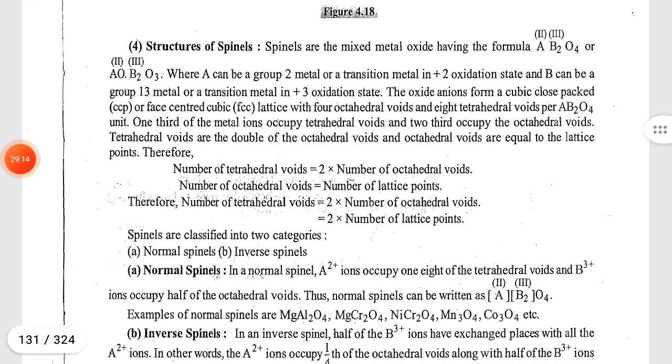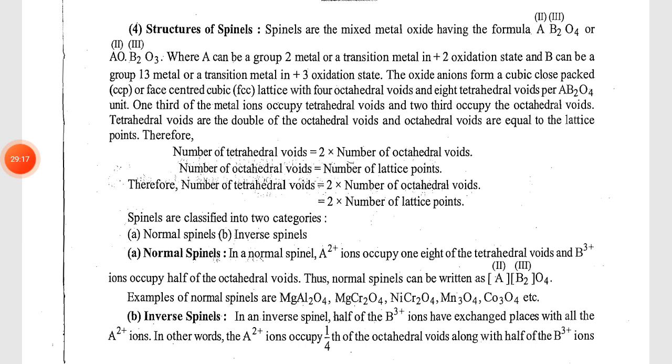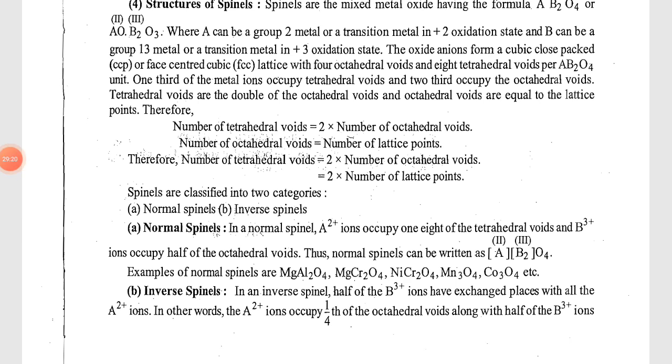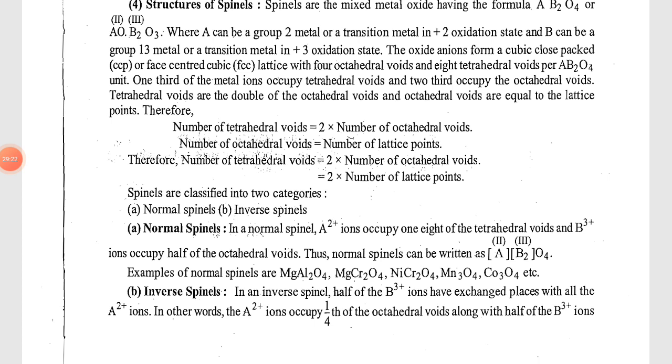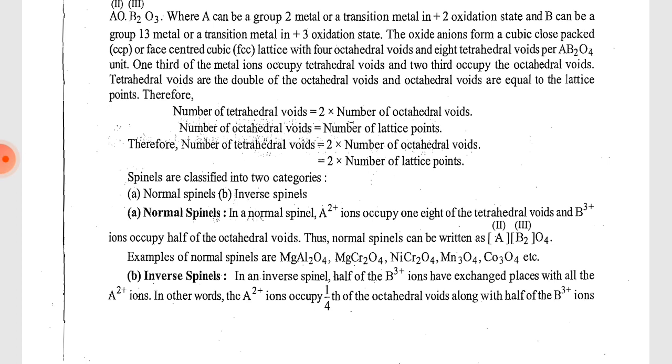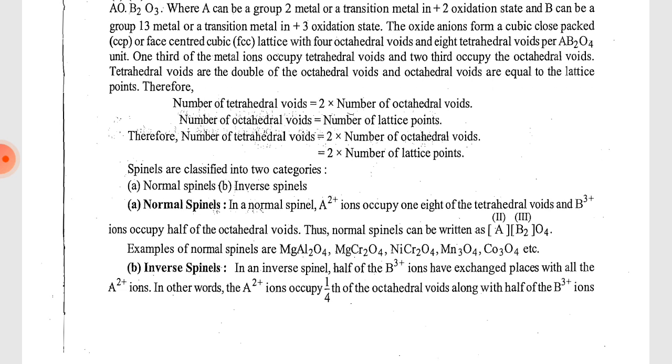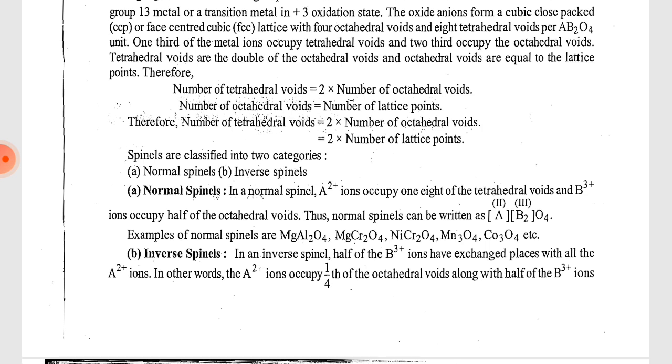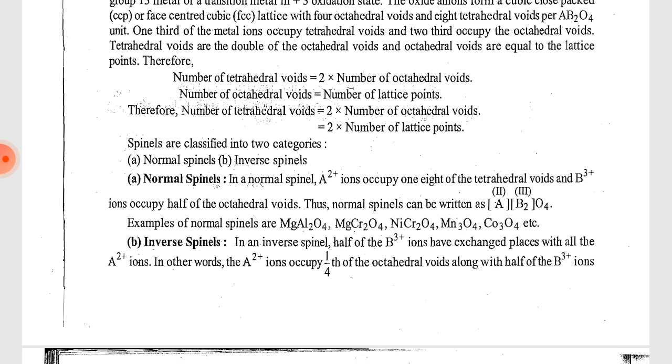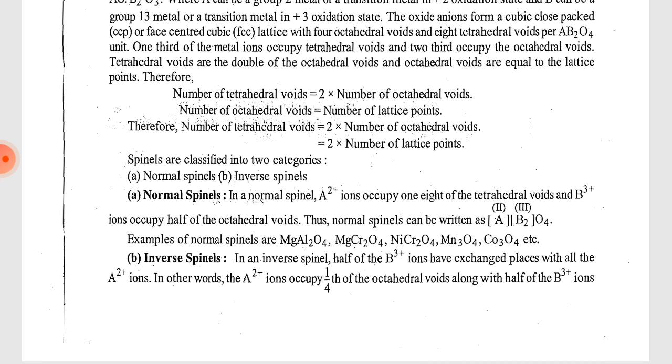Fourth, structure of spinel. Spinels are mixed metal oxides having the formula AB2O4 or AO·B2O3, where A can be a group 2 metal or a transition metal in the +2 oxidation state, and B can be a group 13 metal or a transition metal in the +3 oxidation state. The oxide anions form a cubic close packed (CCP), or face centered cubic (FCC), lattice with 4 octahedral voids and 8 tetrahedral voids per AB2O4 unit.